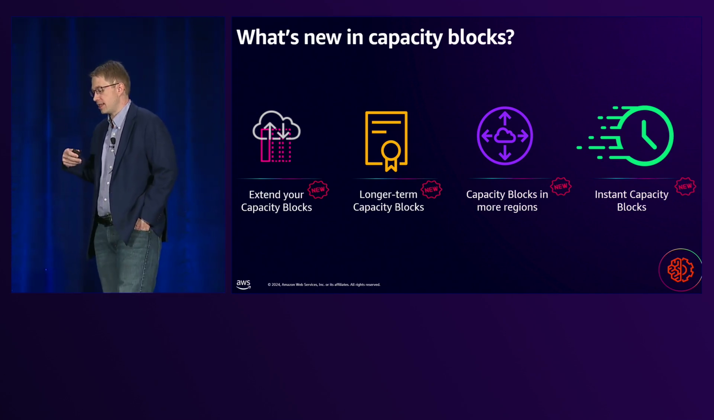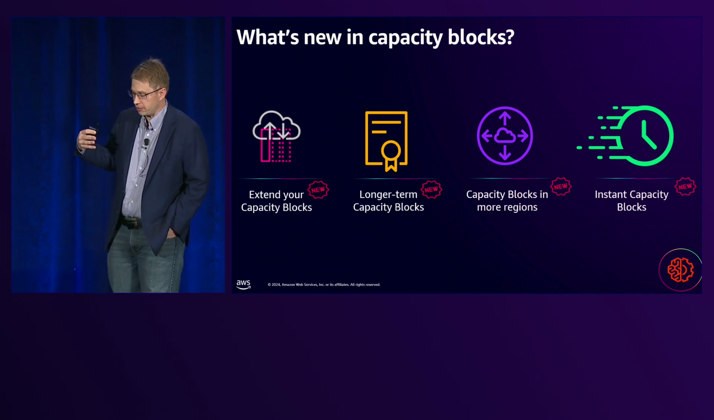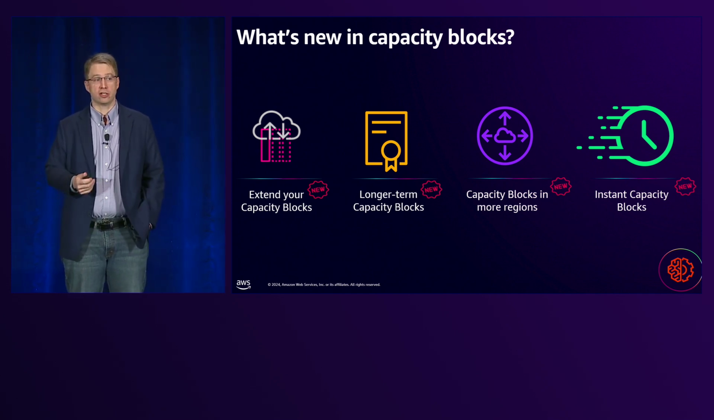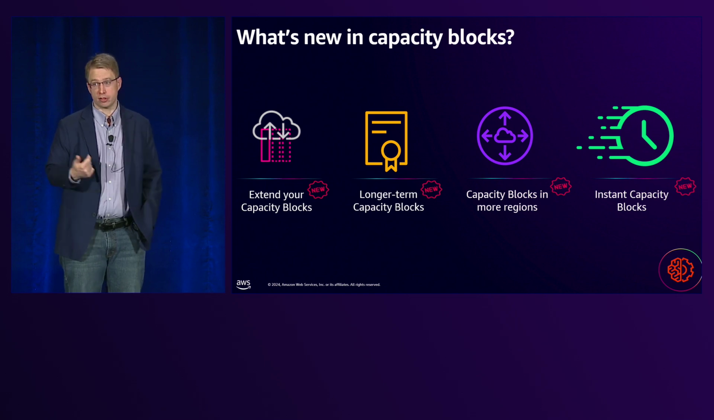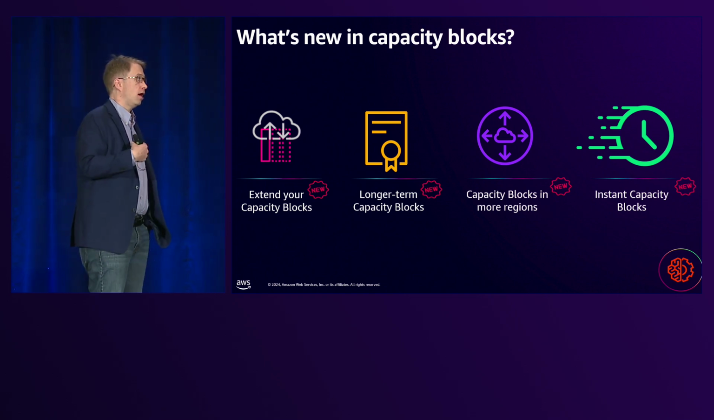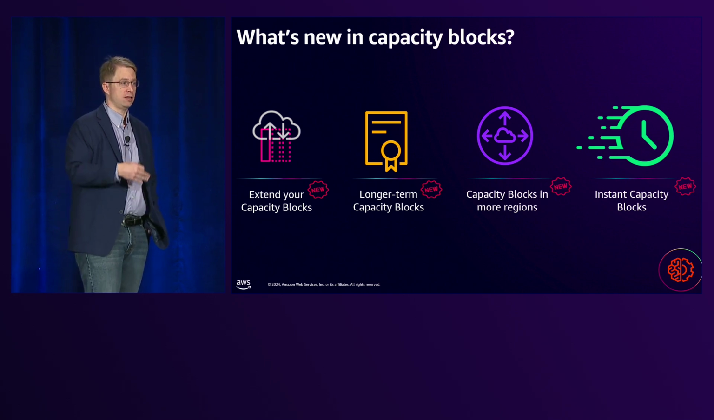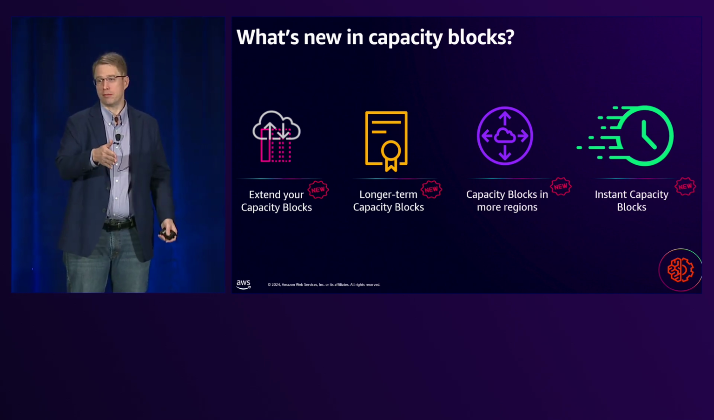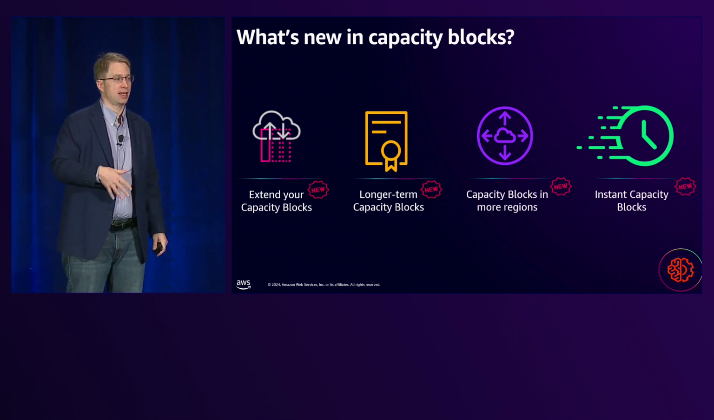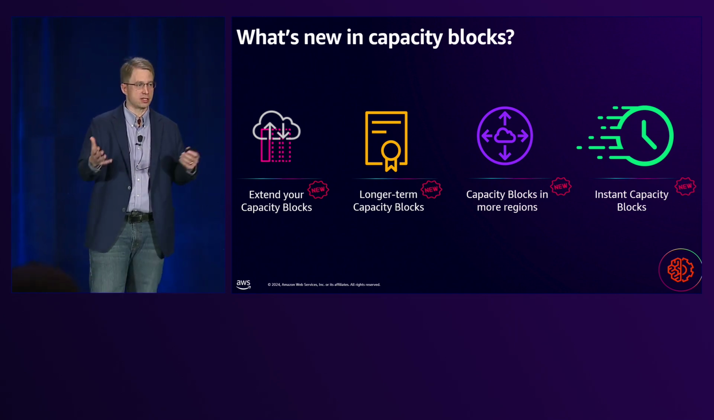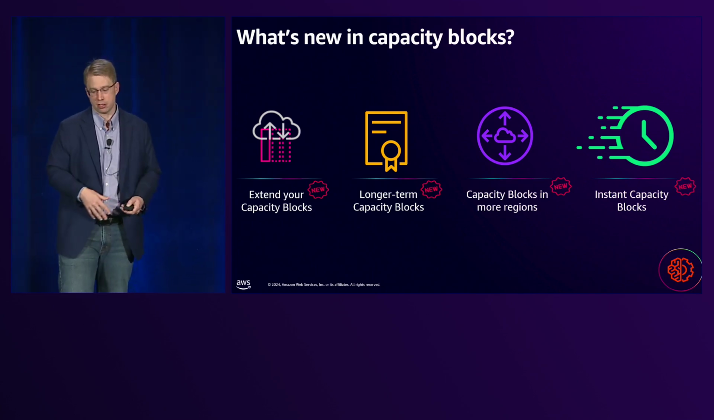The next is that capacity blocks weren't available in every location, so we've expanded to Ohio as well as Tokyo. And the last piece is really about how quickly you can get capacity blocks. It used to be, so that we wouldn't have more fragmentation, that we would wait up to a day before providing the capacity. Now it's within minutes. And so again, it's far closer to that on-demand experience than what you may have noticed over the past year.